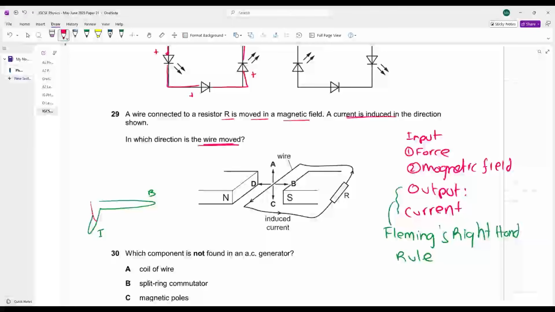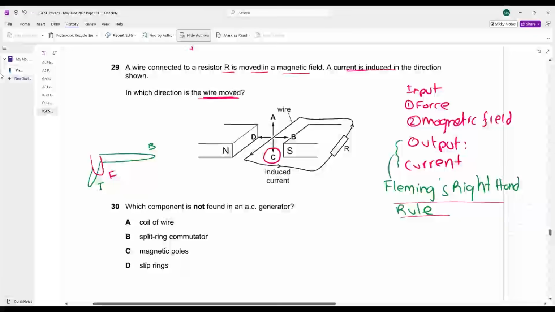Yeah, where will your thumb point? Downward like this. C is your option. Make sure you apply Fleming's right hand rule. जब भी आपका आउटपुट में करंट होता है, you apply Fleming's right hand rule.